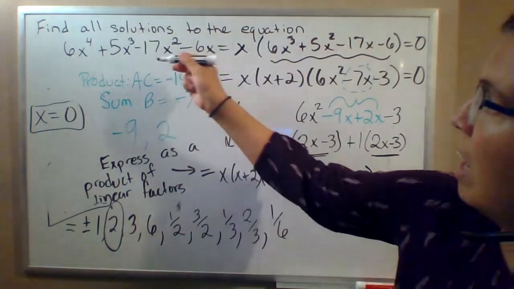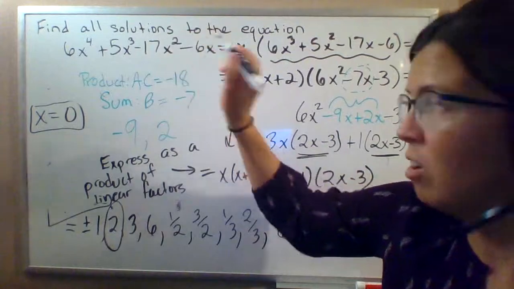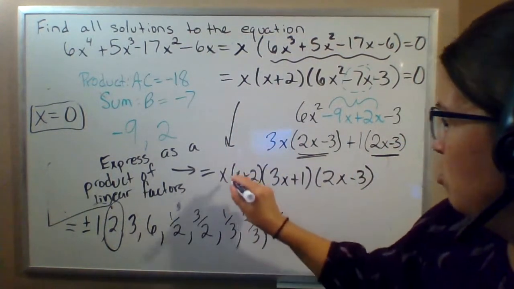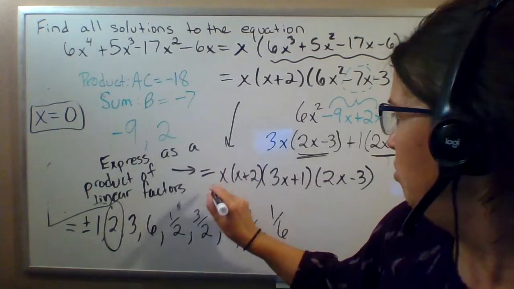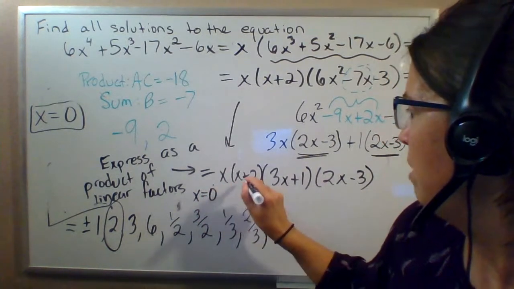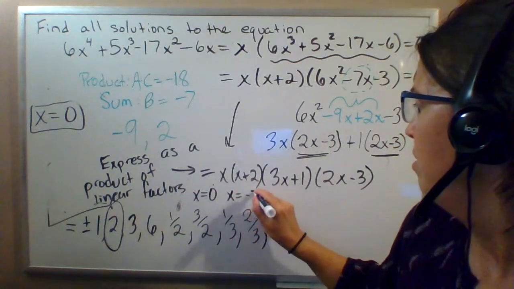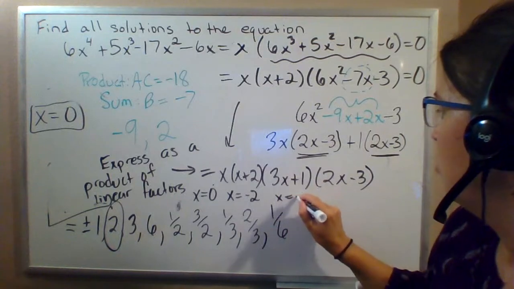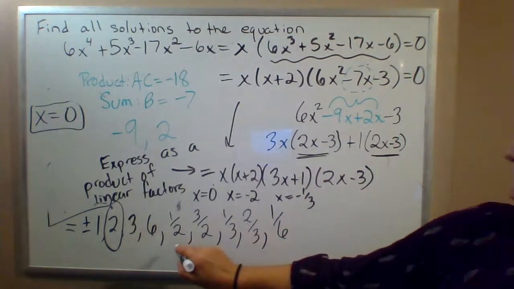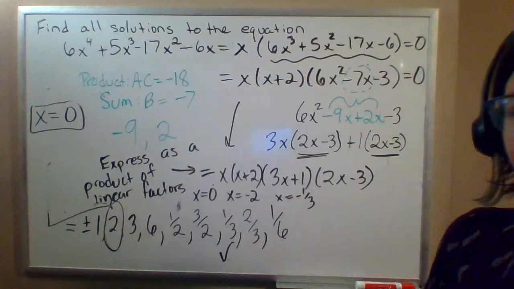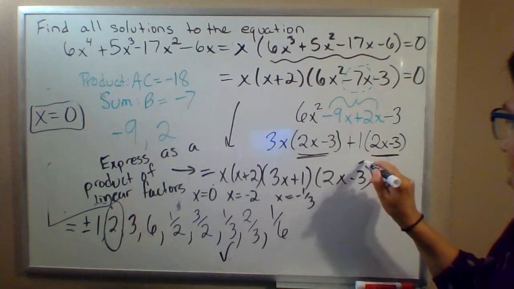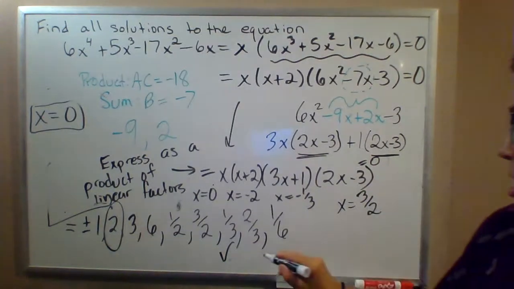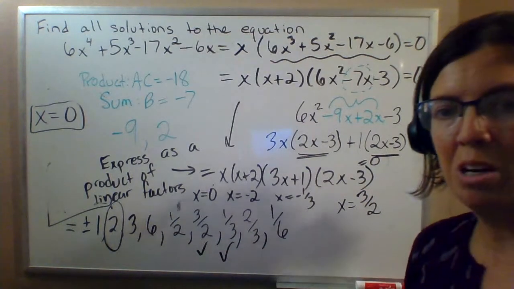Now, the way I gave the instructions in this example is find all solutions to the equation when it was set equal to 0. So for finding all solutions, you would set each factor equal to 0. And you would get x equals 0, like we talked about, x equals negative 2 here. If you set 3x plus 1 equal to 0, you'll end up with x equals negative 1/3, which notice that was on the list. We would have got there eventually. And set this factor equal to 0, you'll end up with x equals 3/2, which again was on the list. We would have got there eventually.